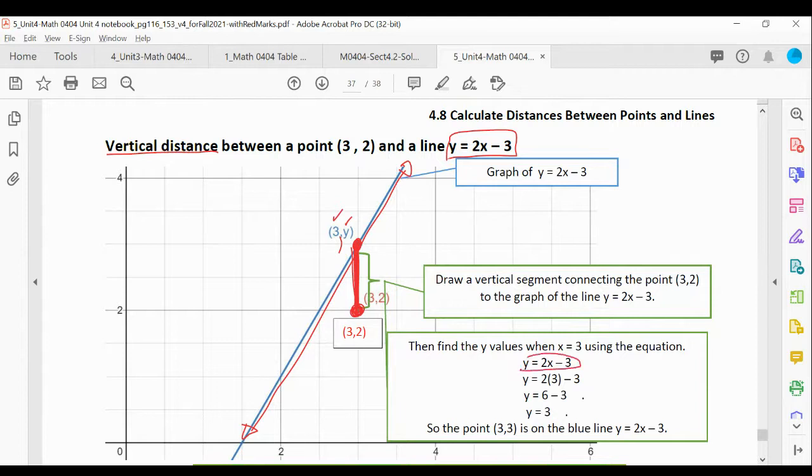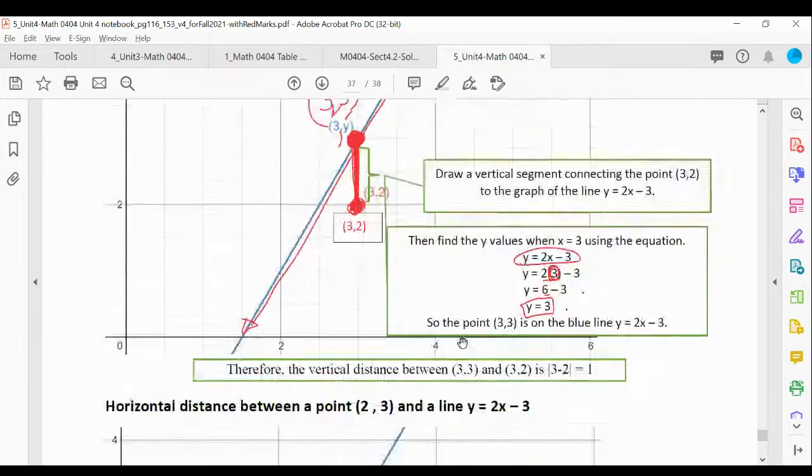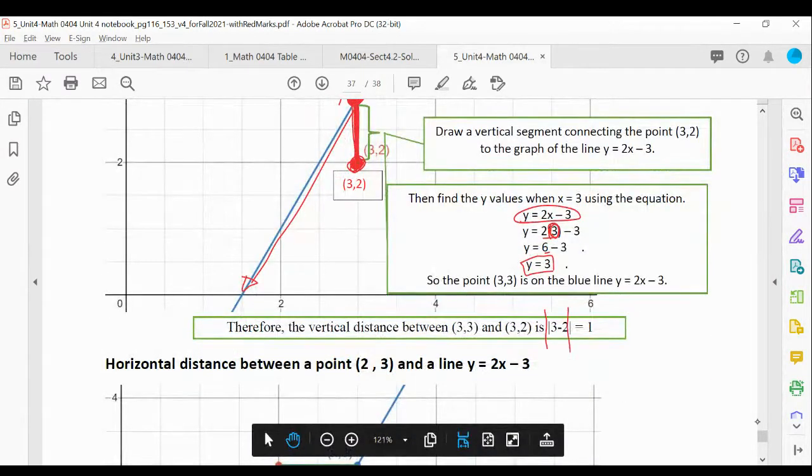Let's simply use the formula that we have, y = 2x - 3. Let's substitute x = 3 in the formula, in parentheses. Multiply 2 times 3 is 6. Subtract 3 and we get that the y-coordinate is 3. So really this point up here would be (3, 3), by evaluating the formula at x = 3. Now we can find the vertical distance. Just subtract the y values. What's 3 minus 2? That answer would be positive 1. That's the vertical distance.